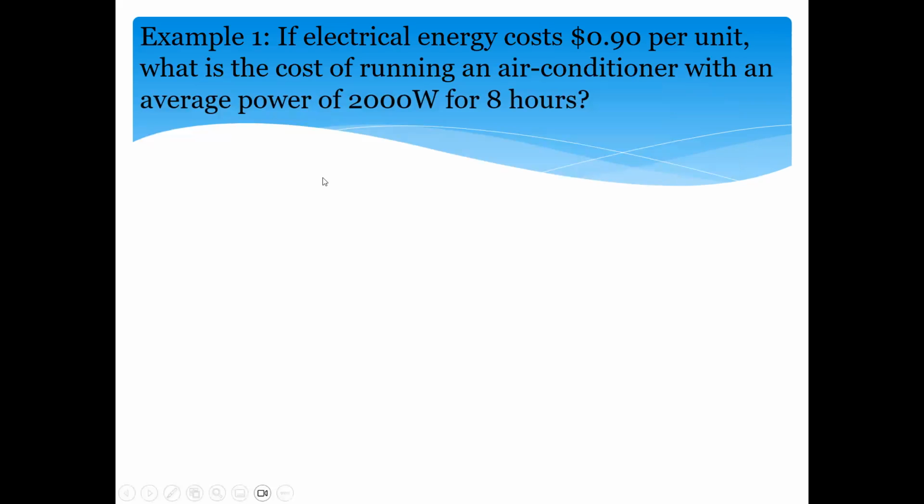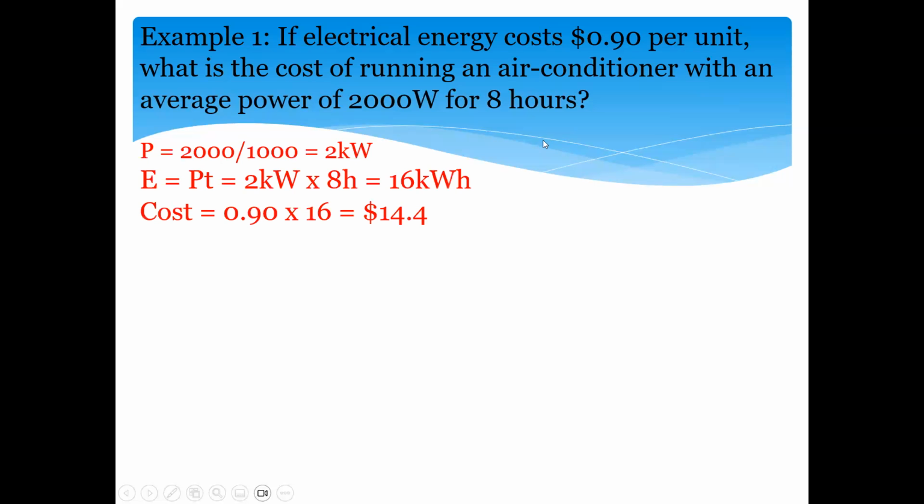Say this is a word example. If electrical energy costs $0.9 per unit, like if you consume 1 unit, you have to pay $0.9. What is the cost of running an air conditioner with an average power of 2000 watts for 8 hours? They did not ask for the monthly cost, so you don't have to calculate the monthly cost here. You just have to calculate the cost. So first we convert the power into kilowatts, we divide by 1000, and time is already in hours.